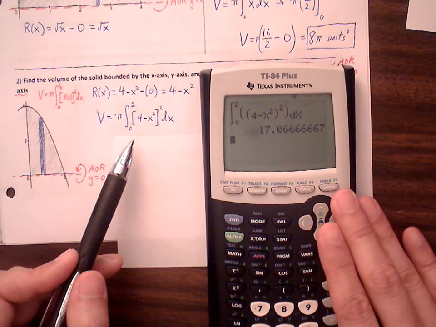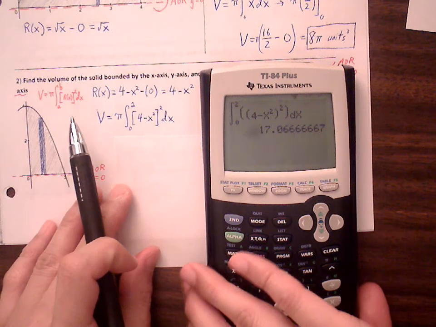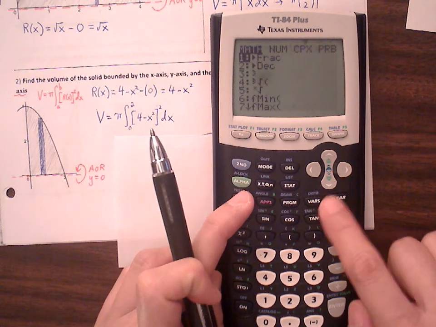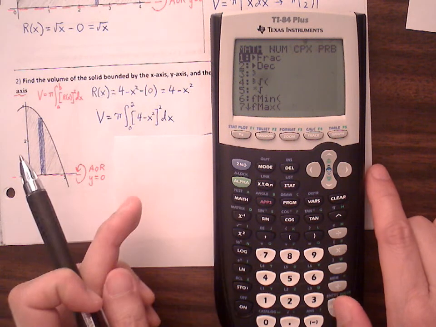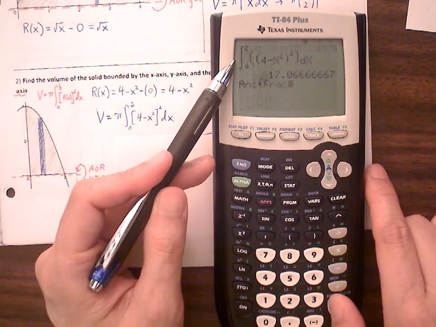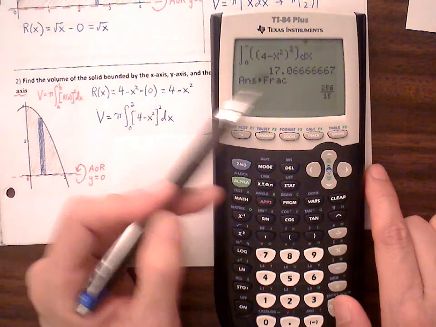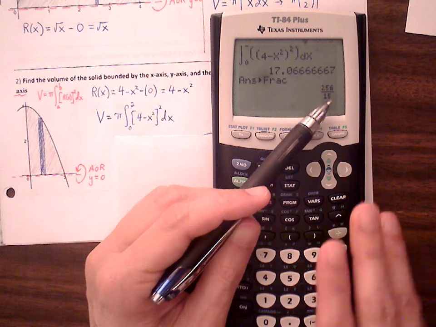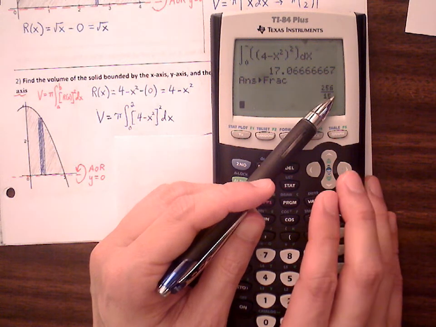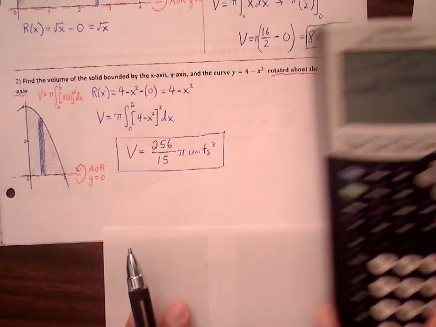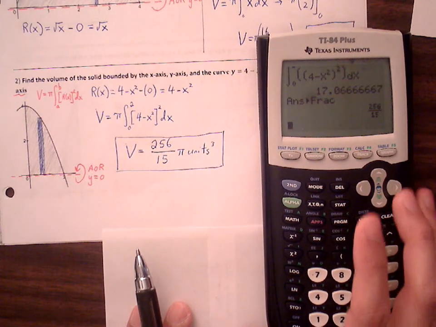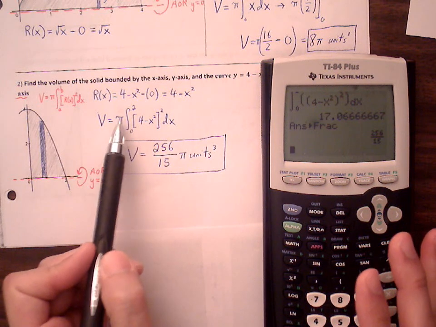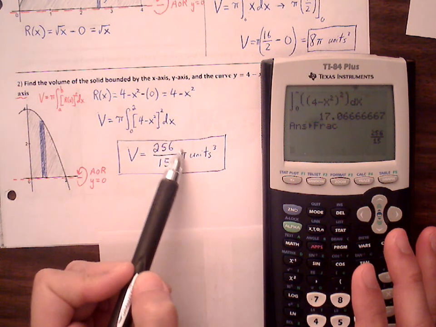Hit enter. Now this is a decimal value that I can convert to a fraction. So if I do math, fraction, enter, math 1. And now I just have to use my pen or pencil to just include that pi at the end of my answer. So 256 over 15 pi cubic units. Again, we leave the pi out of the calculator, and we're just going to manually enter that in ourselves.